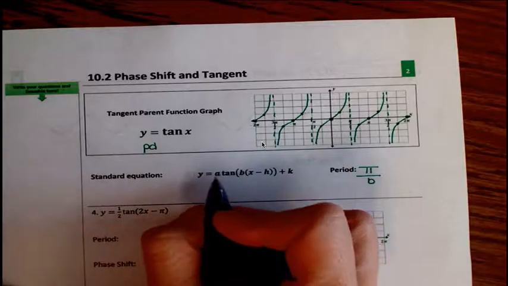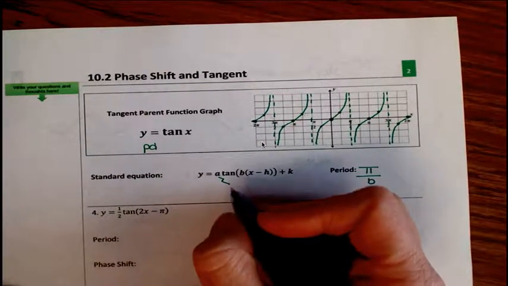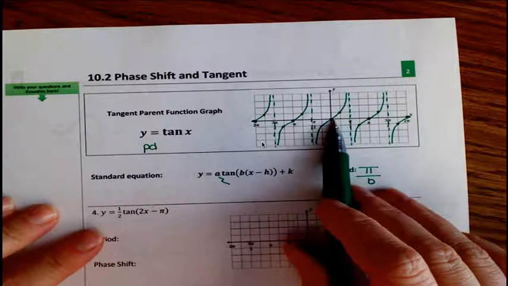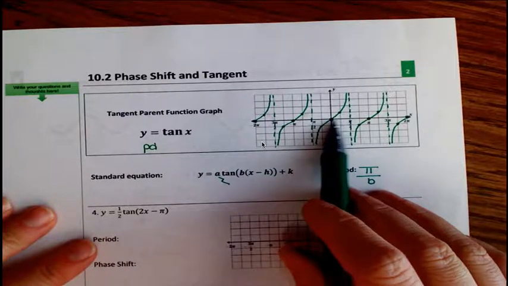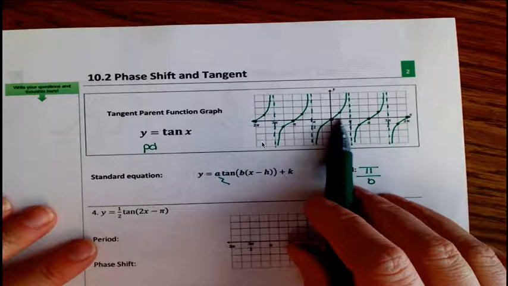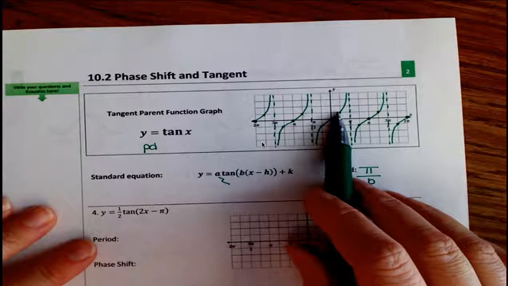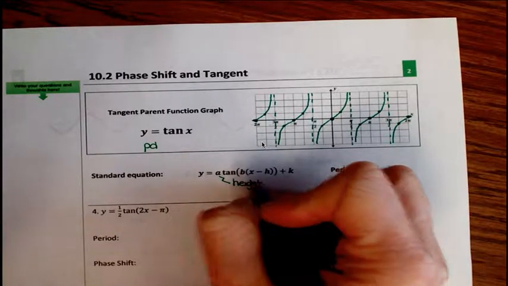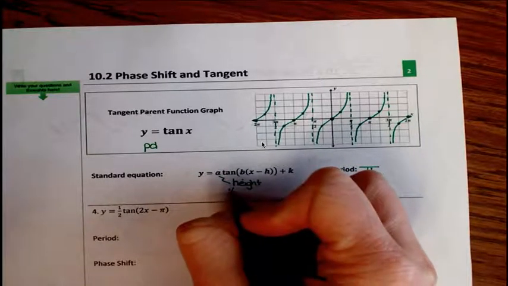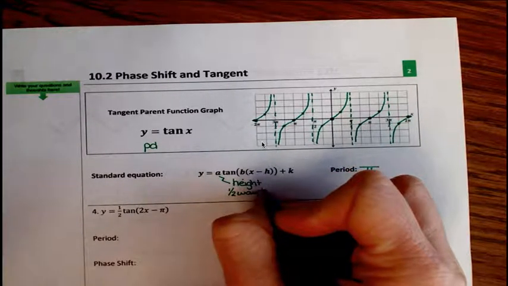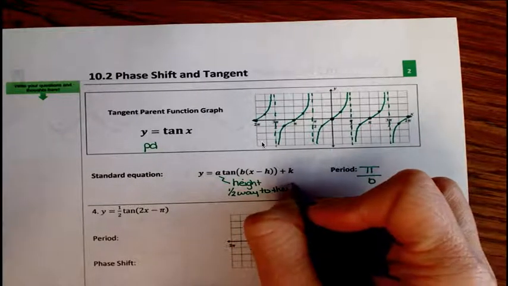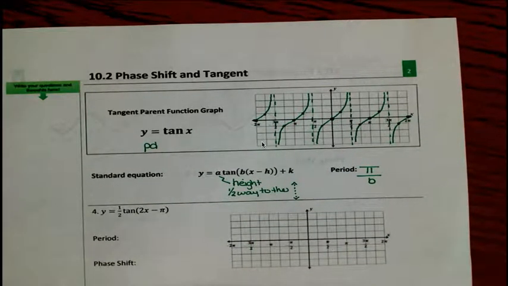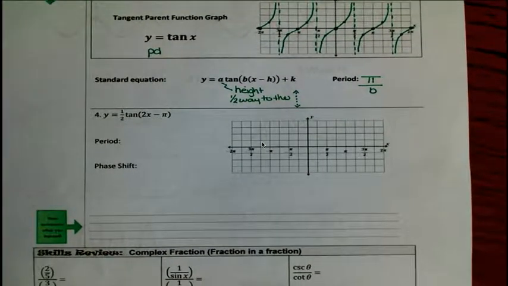Now, here's something really cool. This a value tells you your halfway point to your vertical asymptote. So in this case, our a value is 1, and so halfway to our asymptote from our intercept, I would be at that height. So we would put height, that is the height halfway to the asymptote. All right. So why don't we try and graph one, and then we will be done.